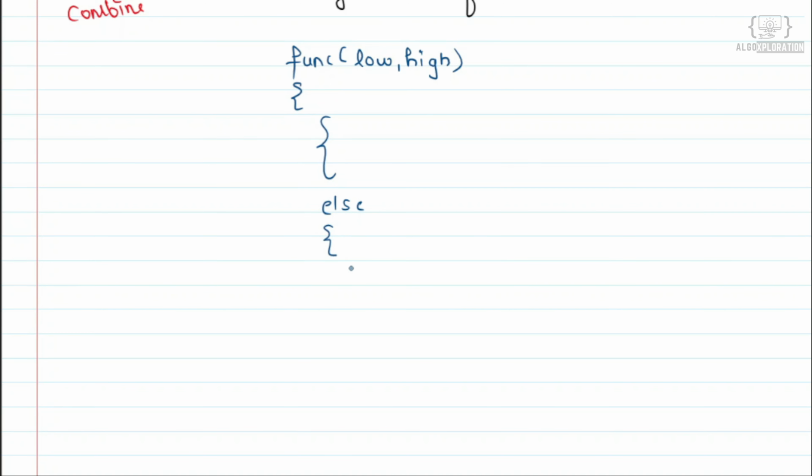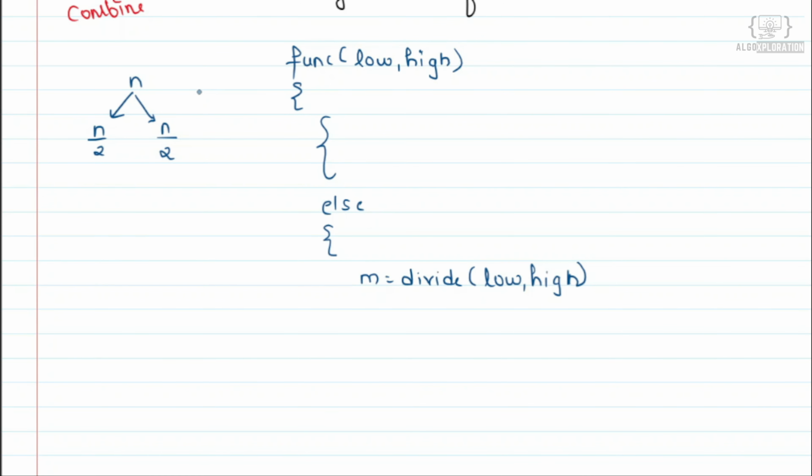Now, since we are using the divide and conquer technique, we have to first divide it. So let's say m equals divide(low, high). In this case, let's say if the size of the input is n, we'll be dividing into two halves, n by 2 and n by 2.